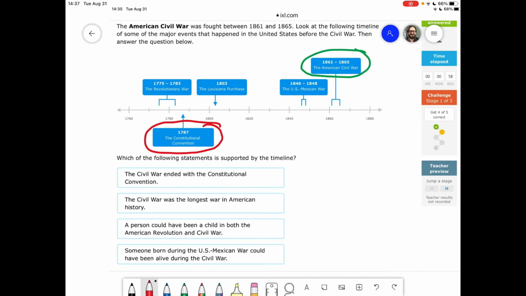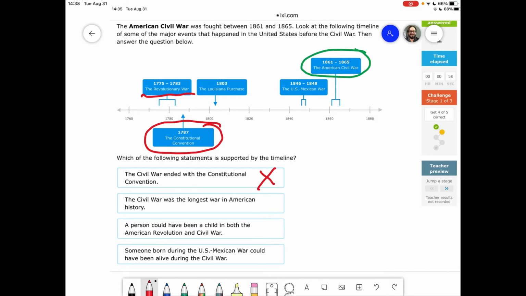So the Civil War ended with the Constitutional Convention? No, because unless somebody at the end of the Civil War period had access to time travel, which is very much doubtful, there is no way that the Constitutional Convention could have taken place after the war. It took place after the Revolutionary War.